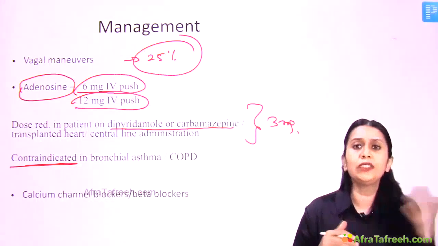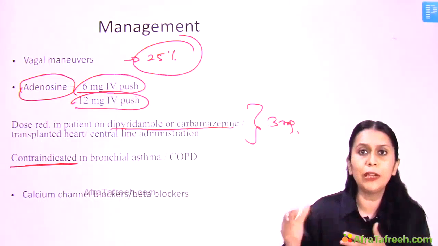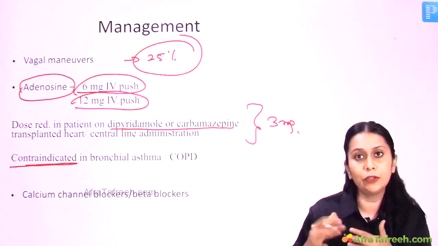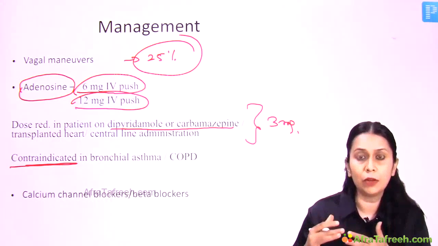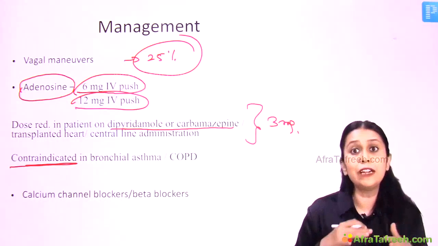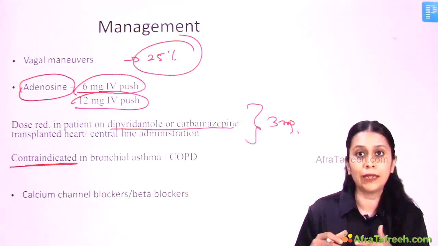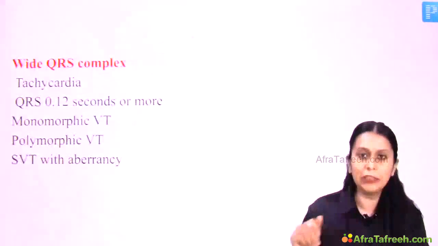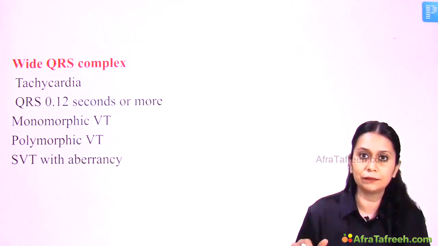If the patient does not respond to adenosine, then we can go for the AV nodal blocker, that is a calcium channel blocker or a beta blocker. Got it? Okay. So this was our narrow complex tachycardia. Now coming to wide QRS complex tachycardia.